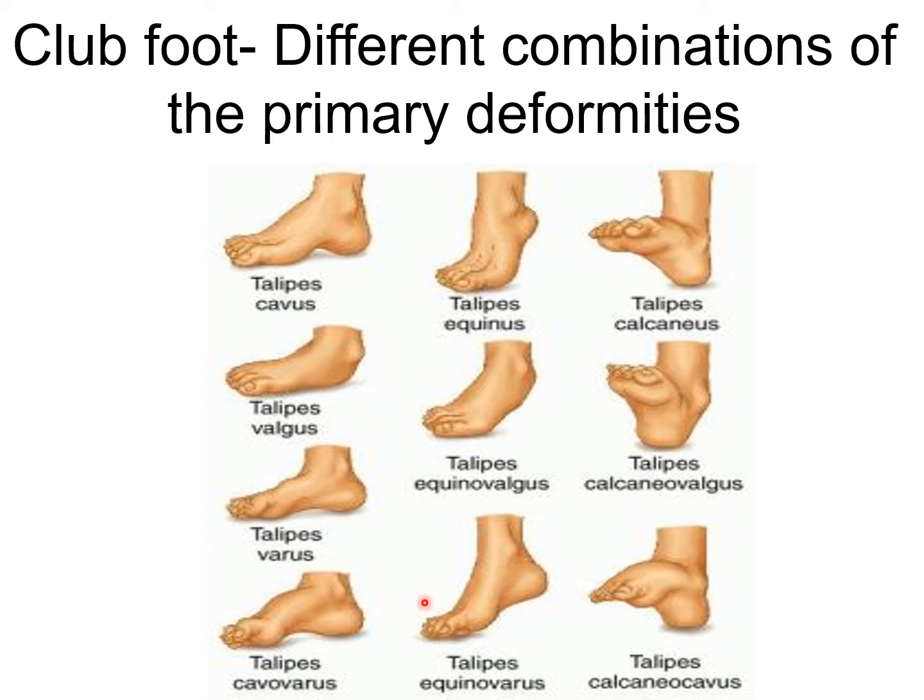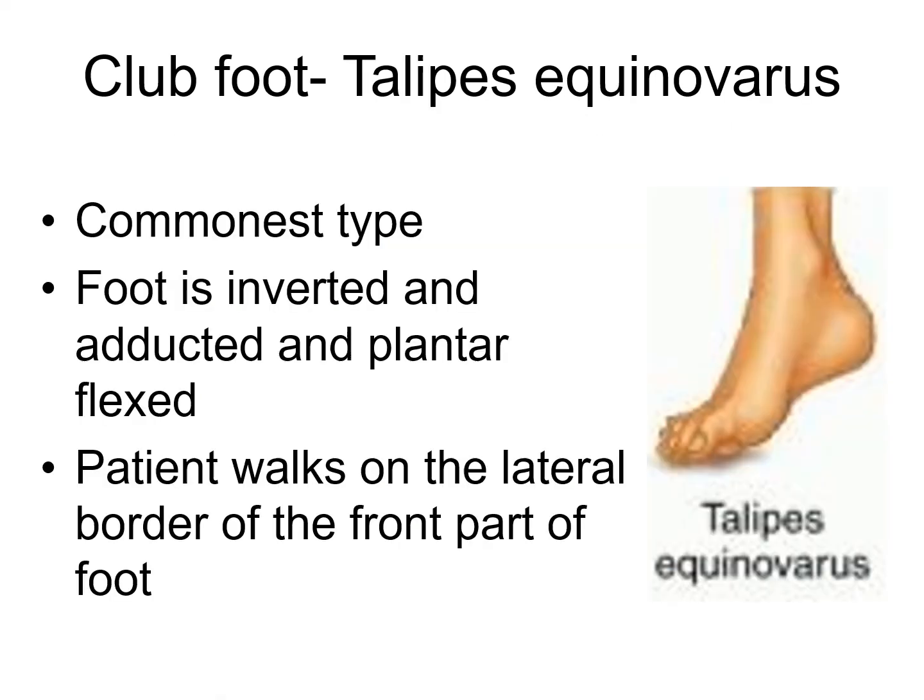Among these, the commonest one is talipes equinovarus. This is the commonest type of clubfoot. In this, the foot is inverted and adducted and it is plantar flexed. The patient walks on the lateral border of the front part of the foot. This mainly occurs due to the failure or weakness of the action of the everters and dorsiflexors of the foot.